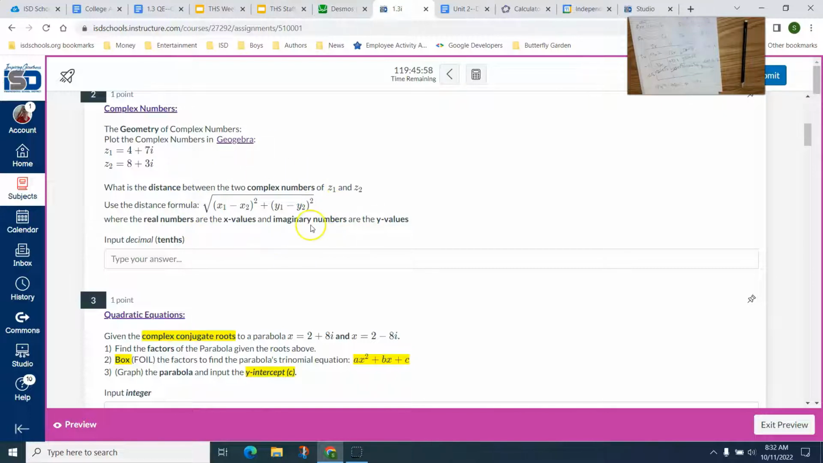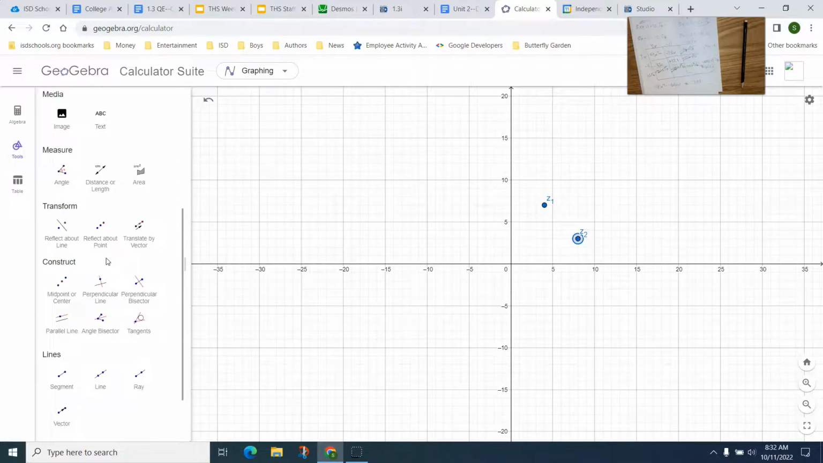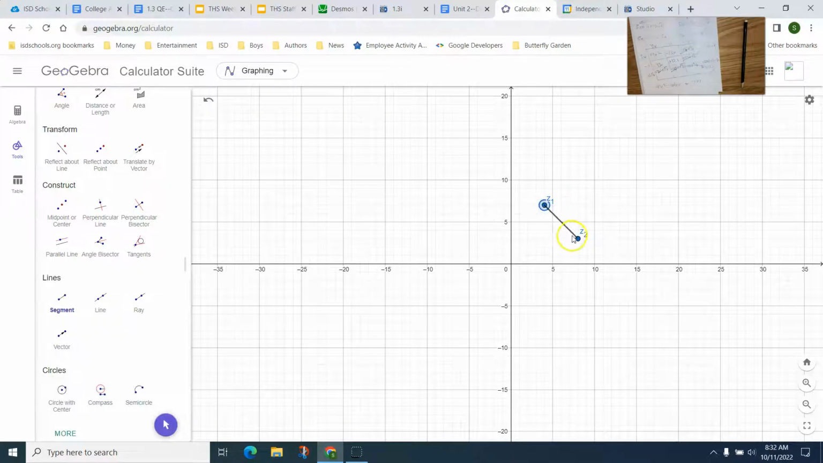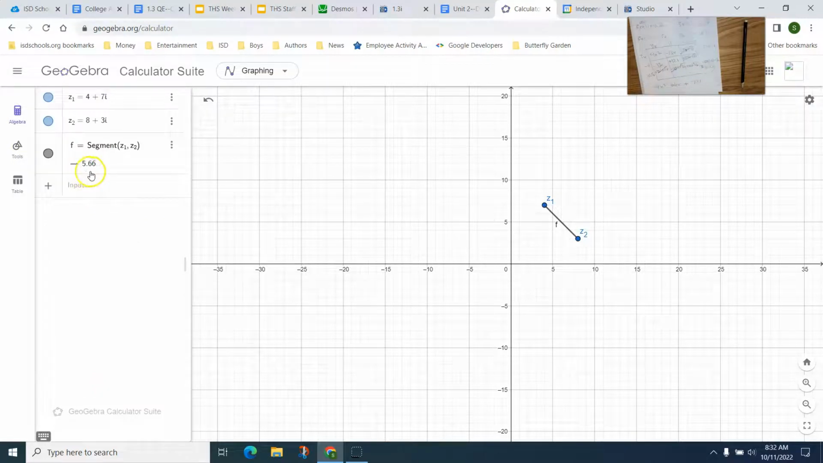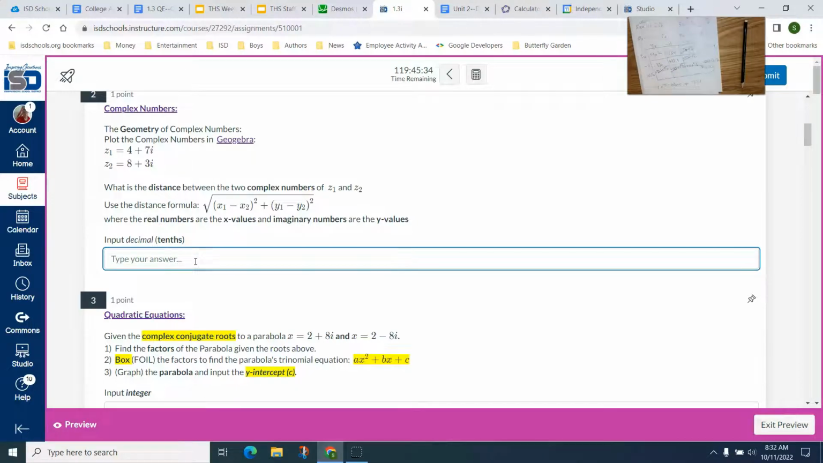So this is a geometry distance formula. You know it or not, it's on your ACT test. Real quickly, I need you to know the geometry of this. So we're going to draw a line segment. And go back to your algebra. There's your distance at 5.66. I think I told you to put it into tenths, so 5.6, 5.7.